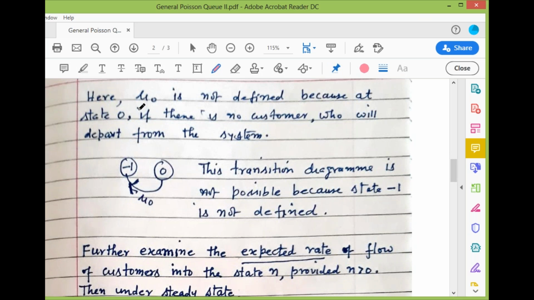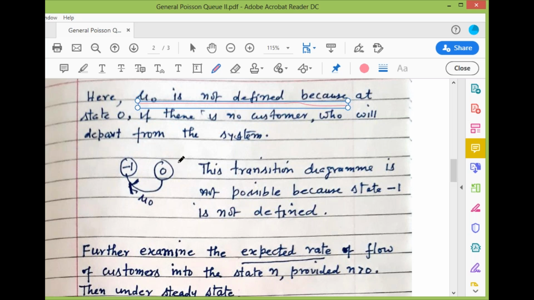Look here, this part mu naught is not defined. I have already expressed this, but once more I am going to discuss it. Lambda naught is defined, but mu naught is not defined. If we want to define mu naught, how can we make the situation, make the events happen?